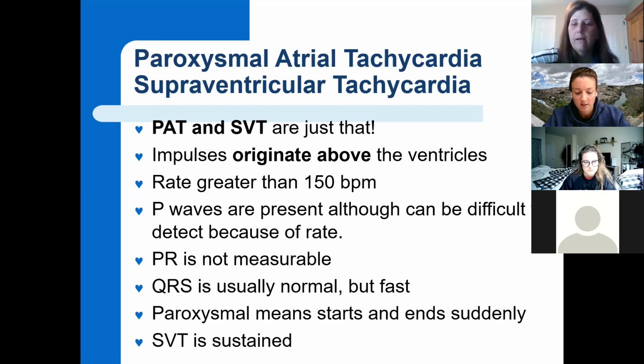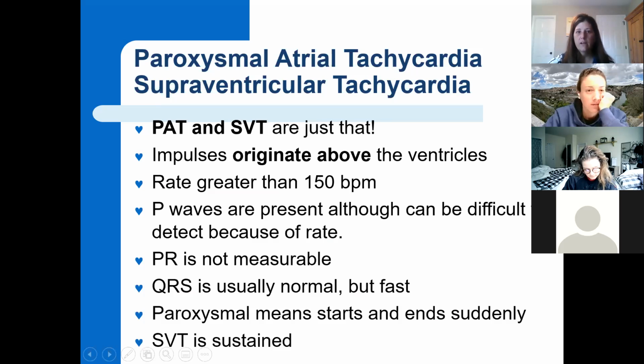I talked about if you have too many PACs, it could lead to ill effects such as paroxysmal atrial tachycardia or supraventricular tachycardia. Okay. Supraventricular just means above the ventricles, okay? Paroxysmal atrial tachycardia. I'm gonna get somebody in here. Hold on a second.